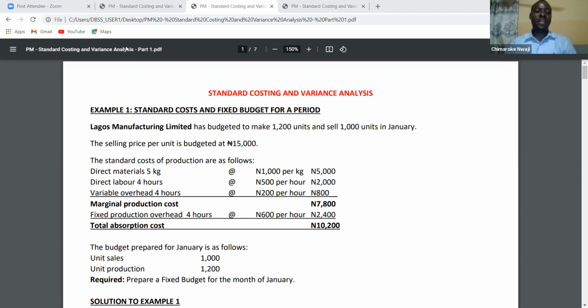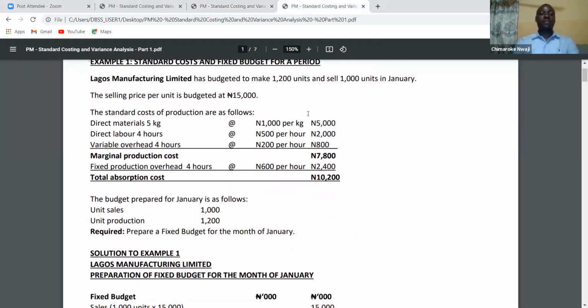Wow, that's fine. And our standard selling price is 15,000. Okay, now let's go to the budget. The budget prepared for January is as follows. Now we budgeted to sell 1,000 units as stated in the beginning of the question, and the budgeted production is 1,200. Required: prepare a fixed budget for the month of January. So how do we prepare a fixed budget? Let's see how we prepare a fixed budget.